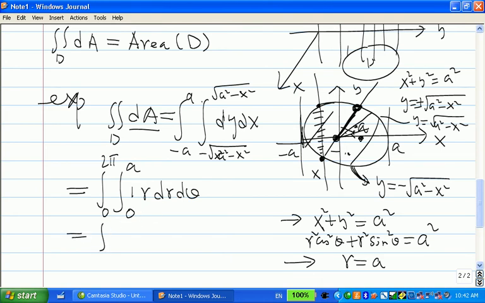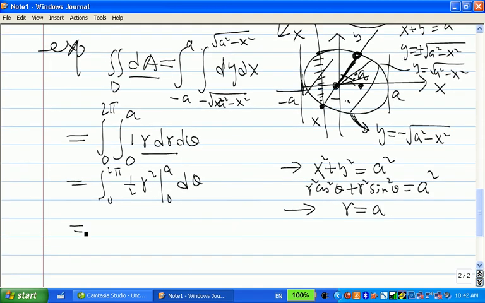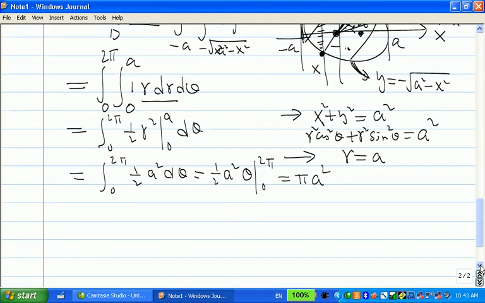Integrate this, 0 to 2 pi. Integrating with respect to r gives 1/2 r squared from 0 to a, d theta. Replace r by a, which gives 1/2 a squared minus the value at r equal to 0. A is a constant, so you get 1/2 a squared. Integrate that with respect to theta, evaluate from 0 to 2 pi, and it gives you pi a squared. If you want an application of calculus, this is the one.